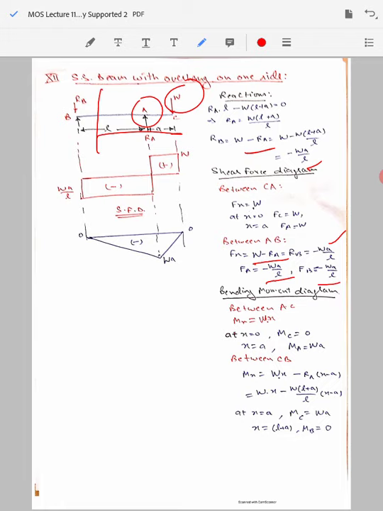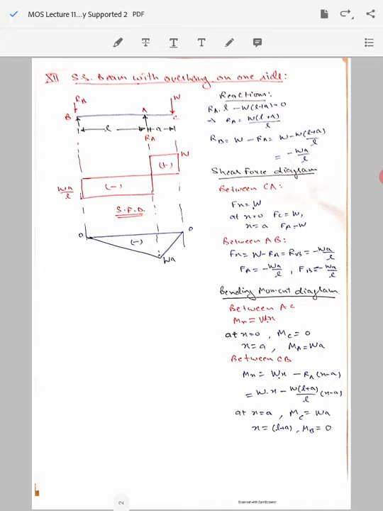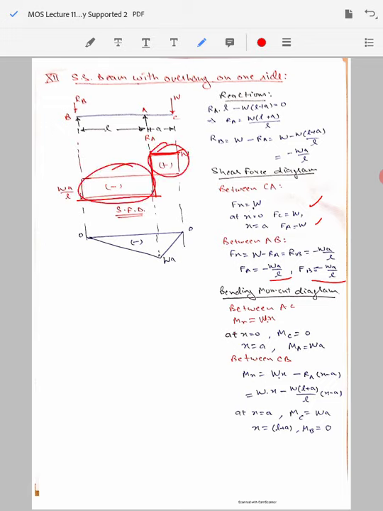When we plot the shear force diagram, at point C, as we know, the value is W, and at point A it is W, so it remains a horizontal line from C to A. Then at point A it drops from W to minus Wa by L, so it goes from positive to negative, and the value becomes Wa by L on the negative side, and then it remains the same up to point B. So this is the positive side of the shear force, and this is the negative side of the shear force on the beam.